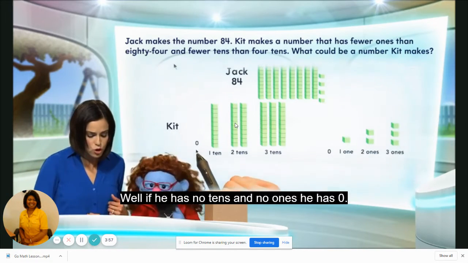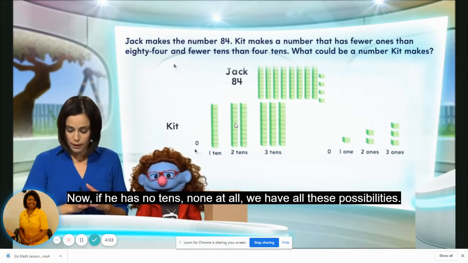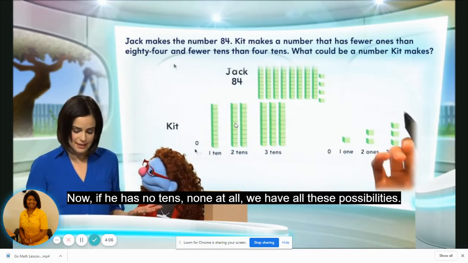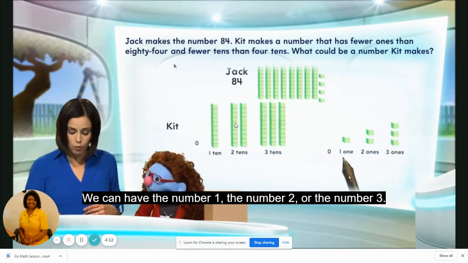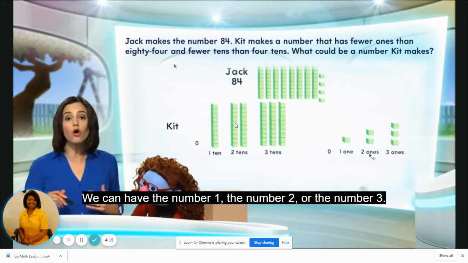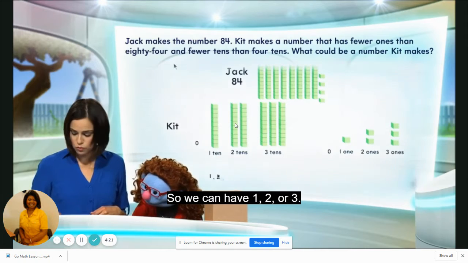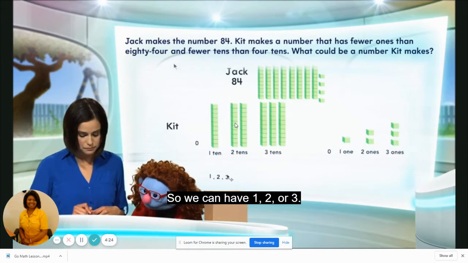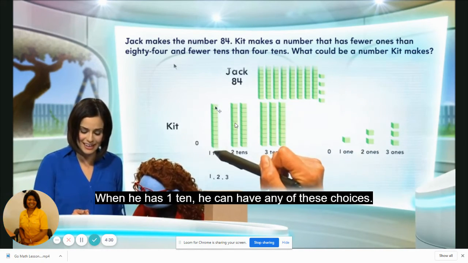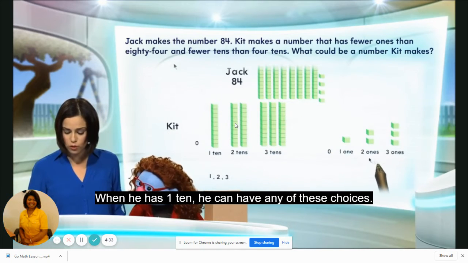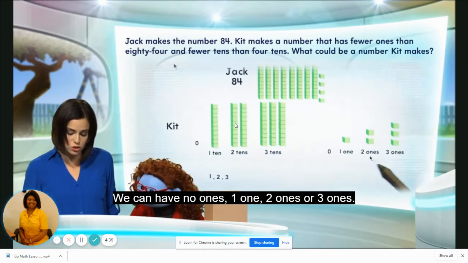Well, if he has no tens and no ones, he has 0. Now, if he has no tens, none at all, we have all these possibilities. We can have the number 1, the number 2, or the number 3. Now, what if he has 1 ten? Well, if he has 1 ten, he can have any of these choices. We can have no ones, 1 one, 2 ones, or 3 ones.